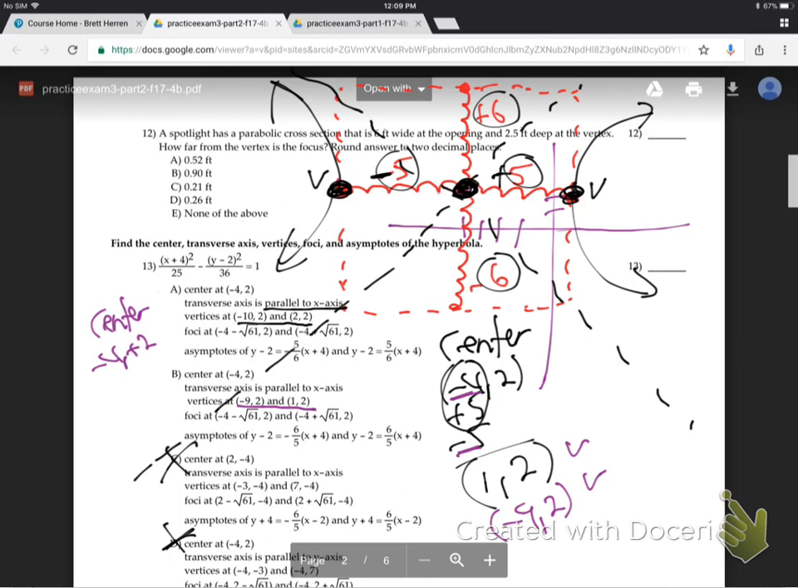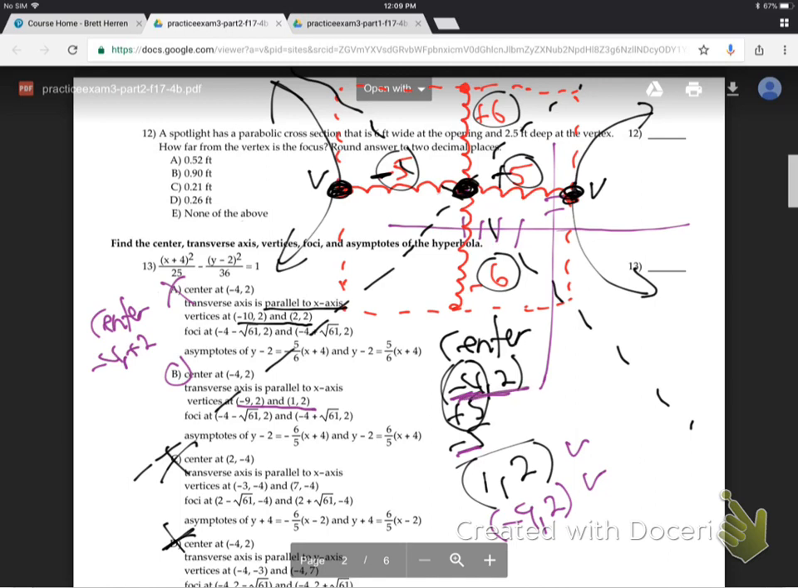That looks right. B's looking good so far. I have to check the foci points to be 100% sure, but B is looking right so far. A's out, wrong vertices. Is that too quick? Do y'all see how I found the vertices?